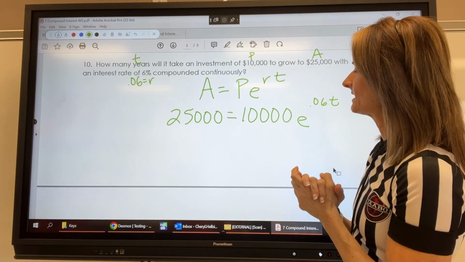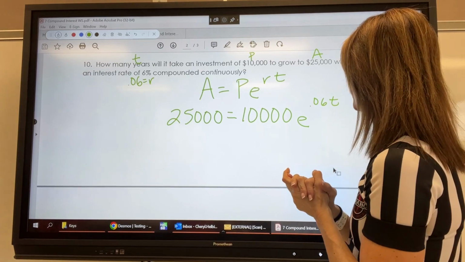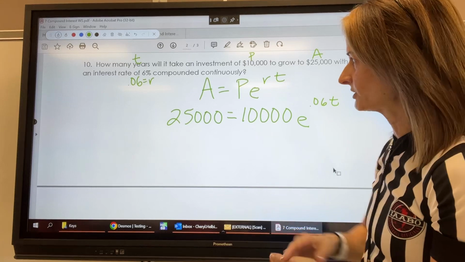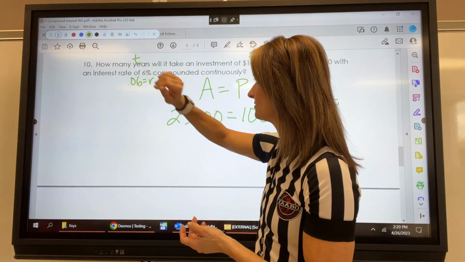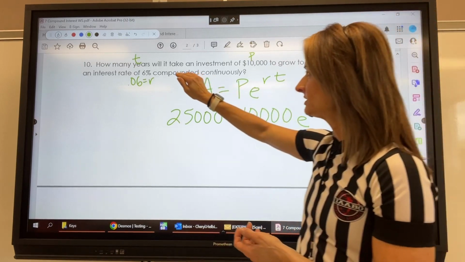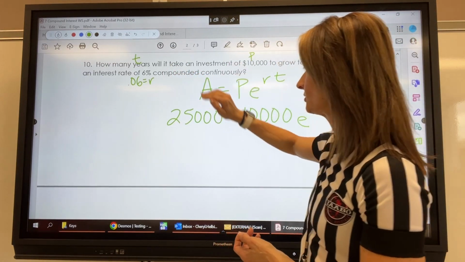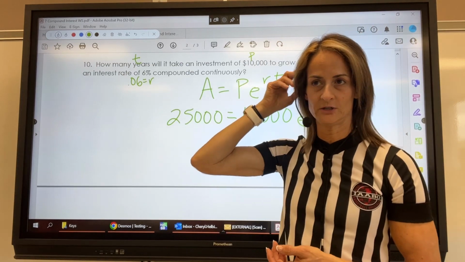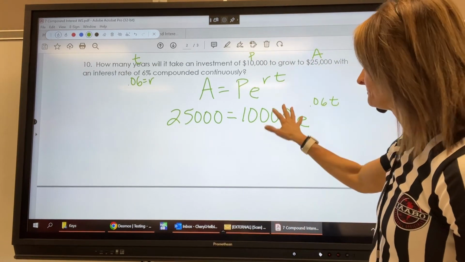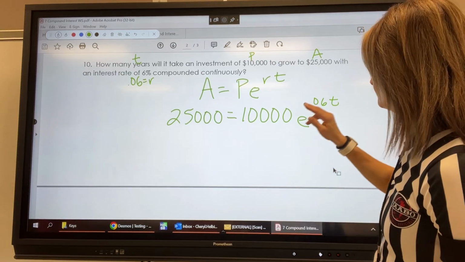How many years will it take an investment of $10,000 to grow to $25,000 with an interest rate of 6%? So R is going to be 0.06. We're asked how many years, so T is our unknown. Our investment is $10,000. And when you see the words compounded continuously, you know you're using this formula, and that formula will be given to you. So we take our values and plug them in, and we find that we are solving for T.